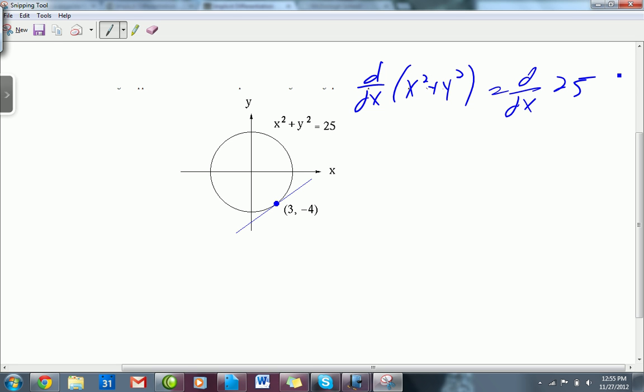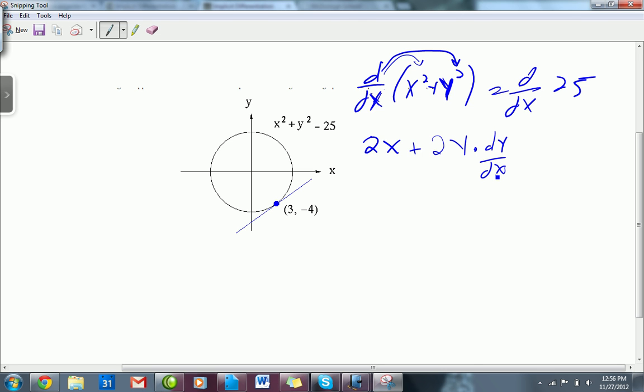Now, here's a little tricky piece. When I differentiate x squared with respect to x, we get, as we would expect, 2x. However, when you differentiate y squared with respect to x, that y term is like an inner function, because I'm differentiating with respect to x, and that y isn't an x. So the derivative of y squared with respect to x is 2y times, by the chain rule, the derivative of y with respect to x, dy/dx.